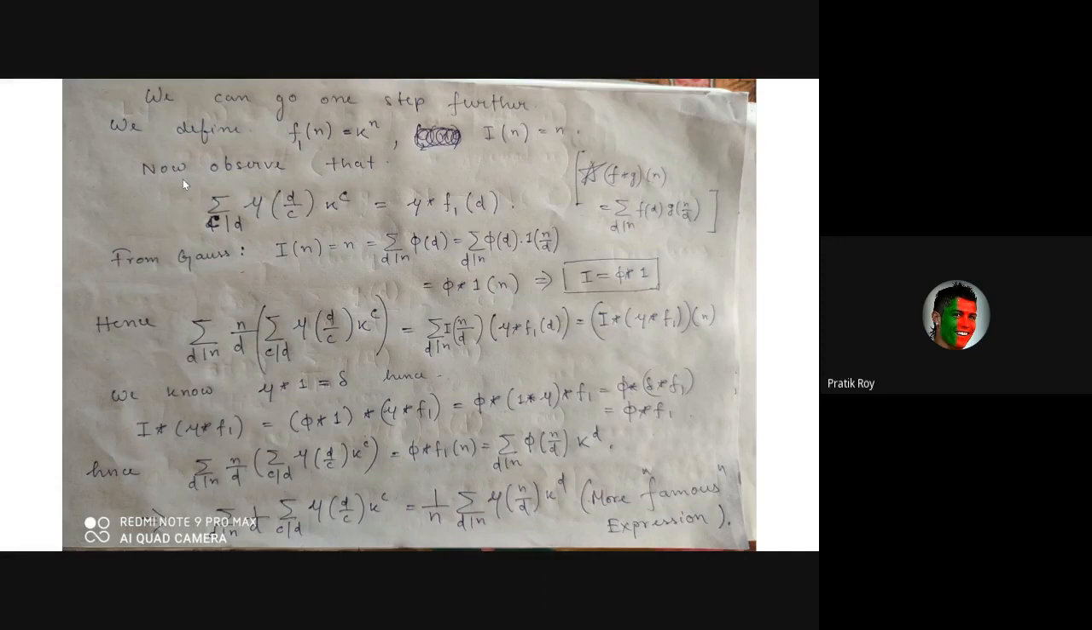Okay, so now observe that we had an expression like this: summation c divides d mu t by c k to the power c. My claim is that I can write it as mu star f1d, and it is pretty much obvious from the definition of the Dirichlet convolution that you have presented, and it turns out simply to be mu star f1d.